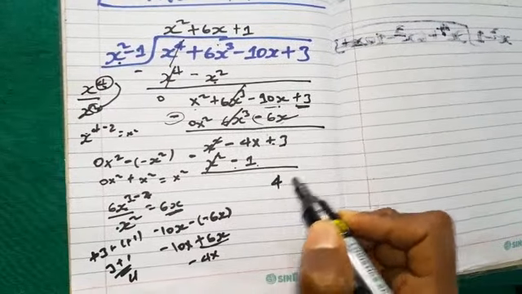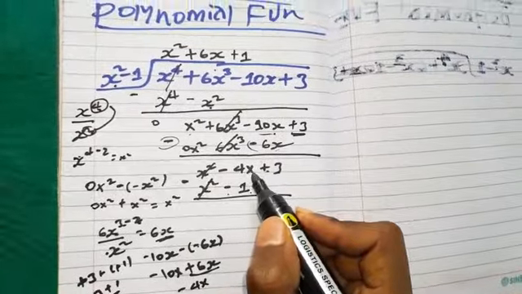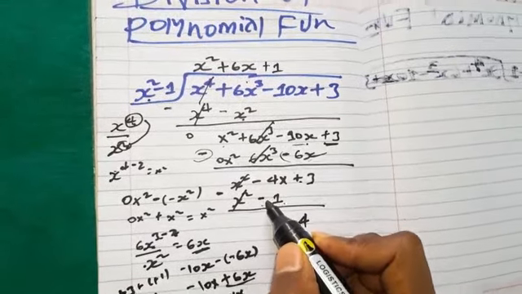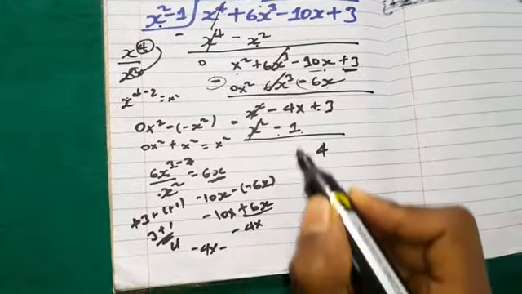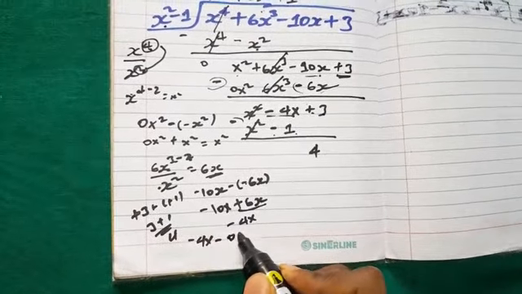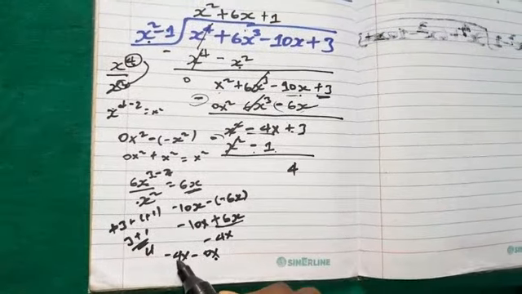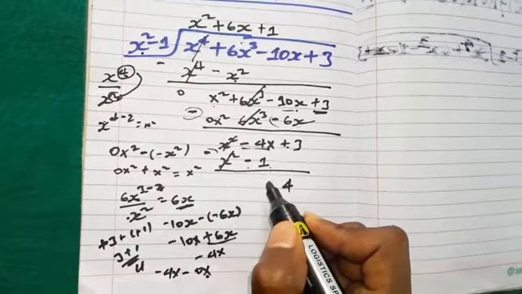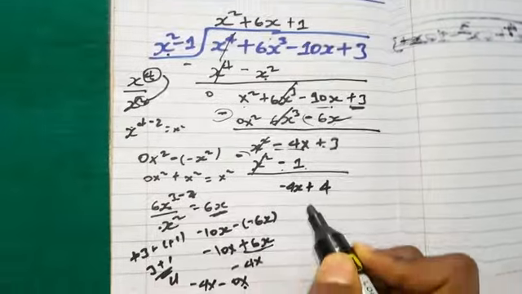We rewrite. Then this also minus 4x. As I said earlier, in this place in imagination there is 0x. So minus 4x minus 0x means minus 4x, plus 4. This one is positive plus 4.